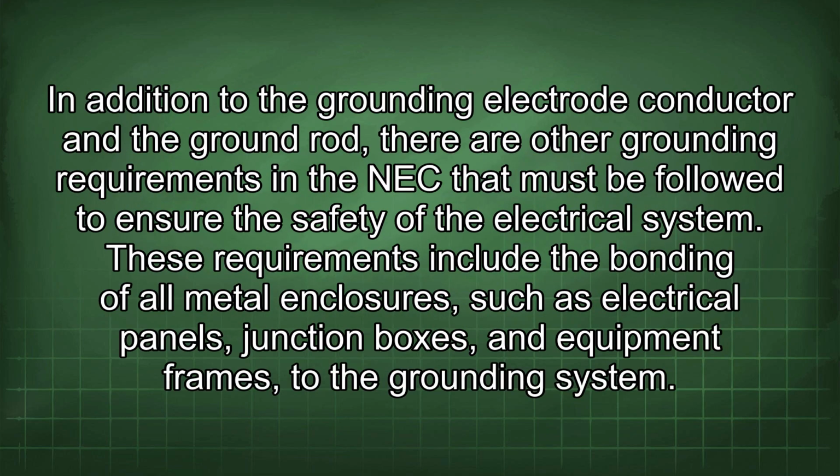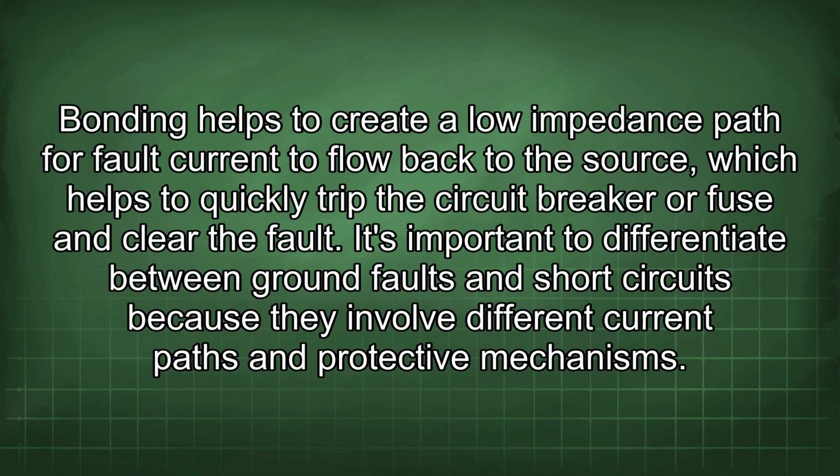In addition to the grounding electrode conductor and the ground rod, there are other grounding requirements in the NEC that must be followed to ensure the safety of the electrical system. These requirements include the bonding of all metal enclosures, such as electrical panels, junction boxes, and equipment frames, to the grounding system. Bonding helps to create a low impedance path for fault current to flow back to the source, which helps to quickly trip the circuit breaker or fuse and clear the fault.